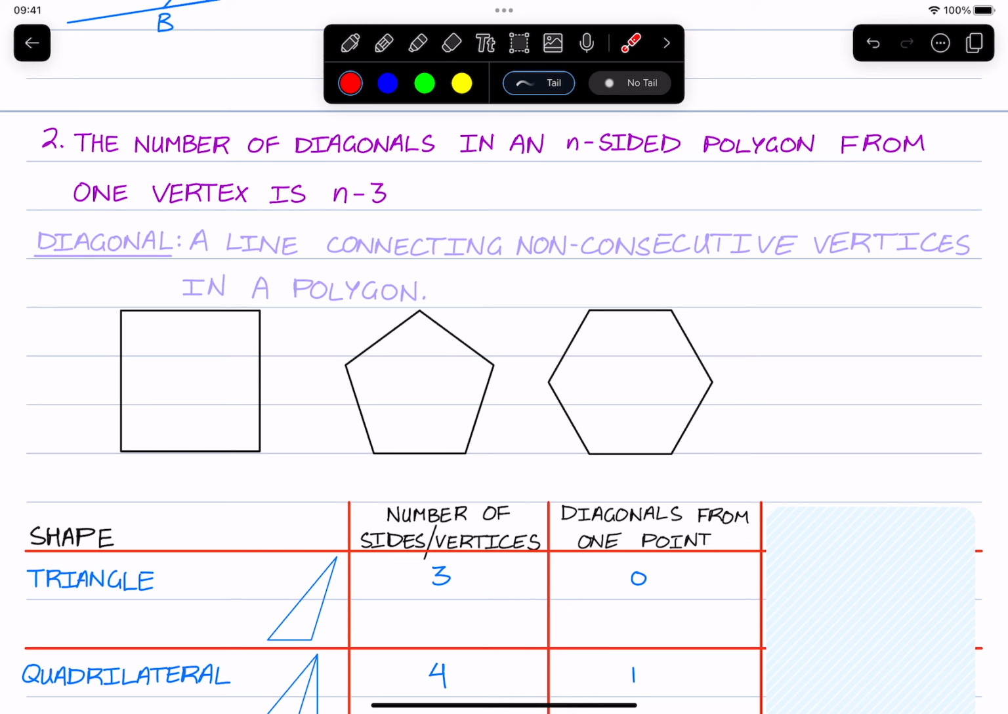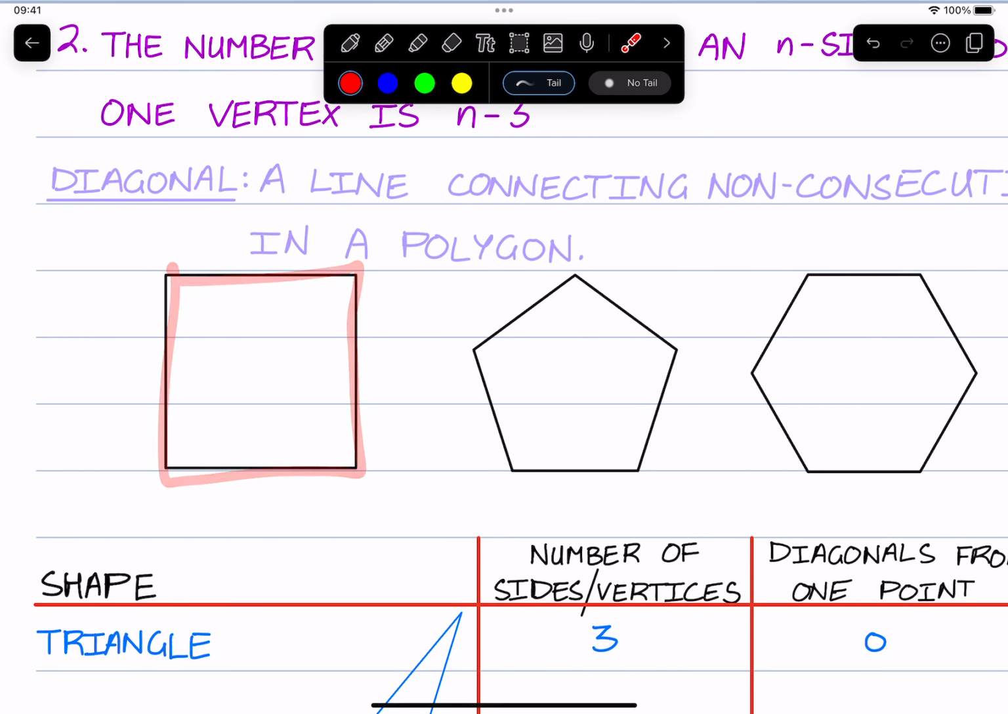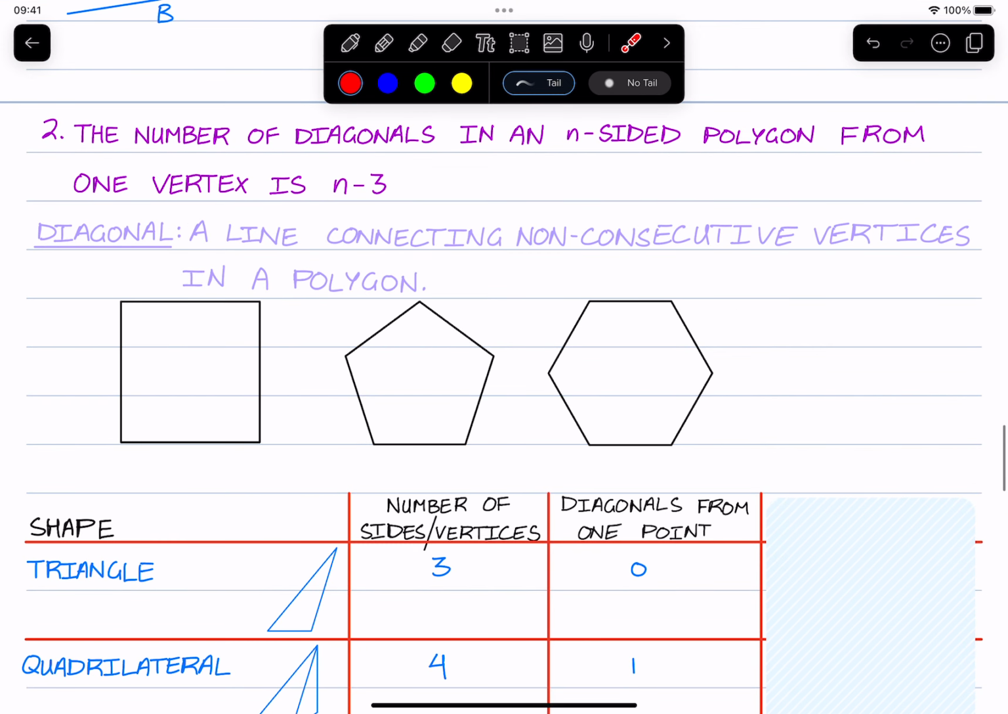The first thing we need to understand is what a diagonal is. A diagonal is a line connecting non-consecutive vertices in a polygon. So this square has 4 vertices, 1, 2, 3, 4. Consecutive vertices are simply those that are in a row. So 1, 2, and 3, these 3 vertices are consecutive. So a diagonal is from one vertex to another vertex that is not consecutive.